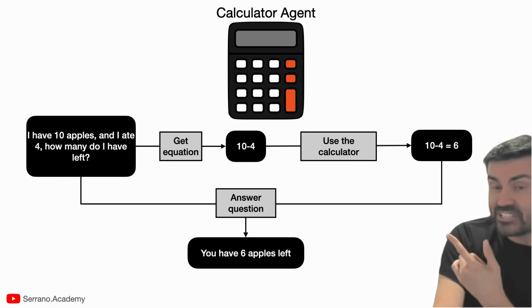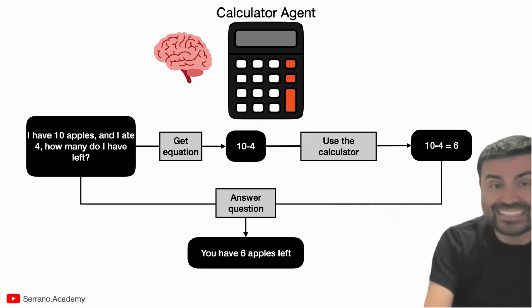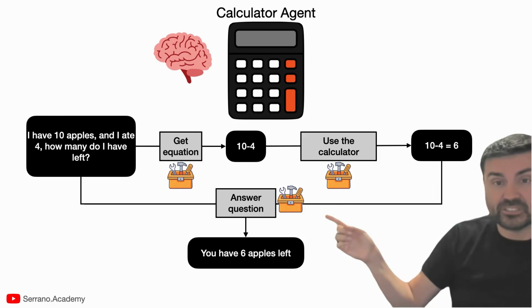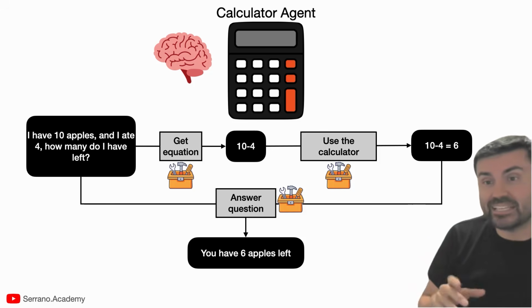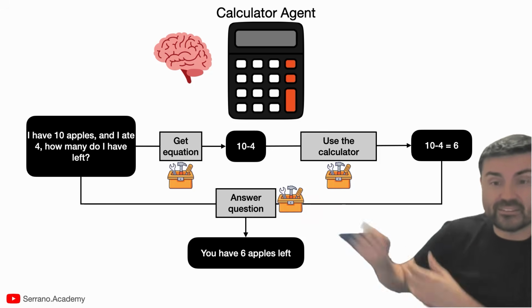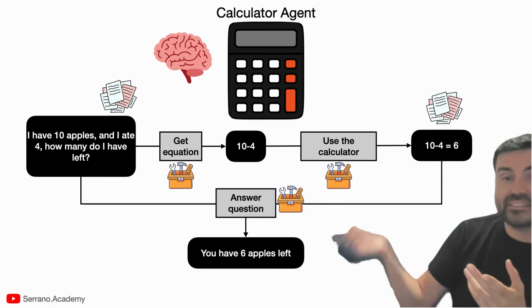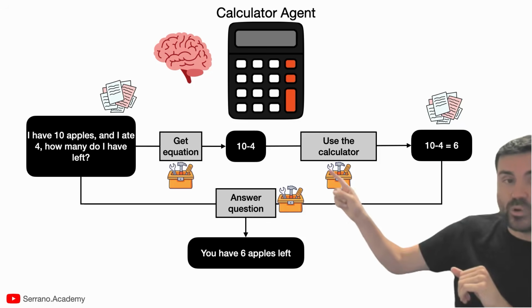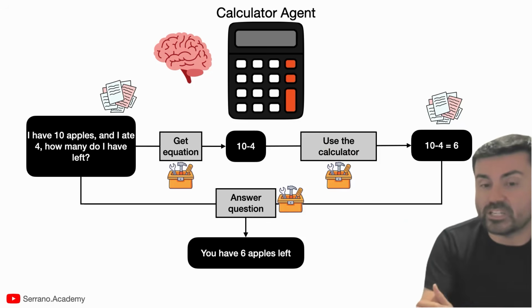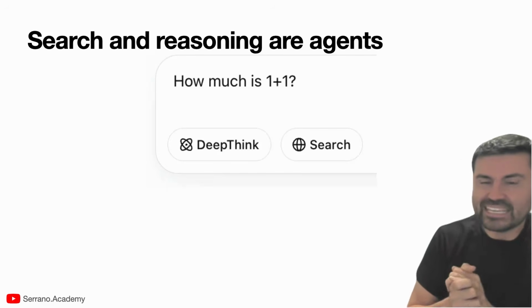Now, in this agent, where's the brain? The brain is the one that operates all these things. The tools are the functions like get the equation, extract equation from the text, use the calculator API, and put it all together and answer a question. These are perfectly well-defined functions. And the memory is the memory of remembering the number that came out of the calculator, the equation, and the original question. So search and reasoning, which we saw already, kind of behave like agents, right?